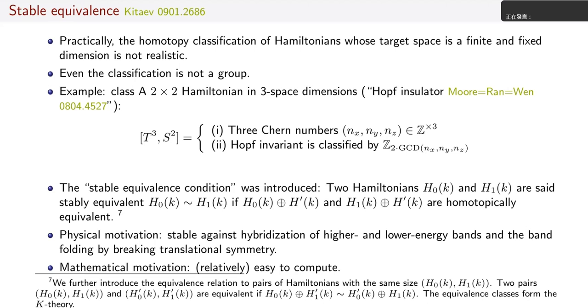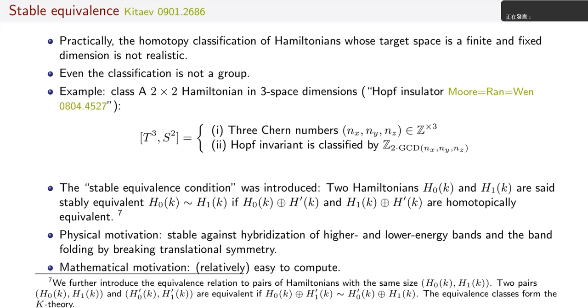Let's consider class A, I mean no symmetry, a 2 by 2 Hamiltonian in 3 spatial dimensions. Then mathematically the classification is given by the set of equivalence classes of continuous maps from the 3-dimensional torus to the 2-sphere.